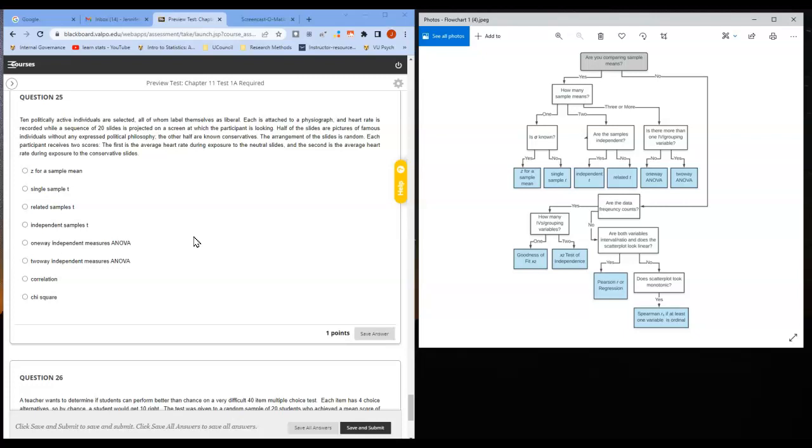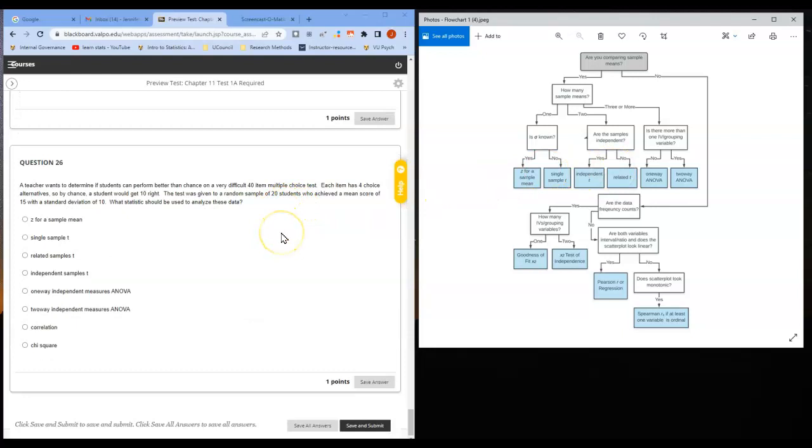Okay. So in this case, we have 2 separate means we're comparing, the neutral and the conservative slides. Everybody in this case did both, right? They saw the neutral slides and the conservative slides. So are we comparing sample means? Yes. We're comparing 2, neutral and conservative. And then we are looking at, are the samples independent of each other? And the answer is no, because the same people were measured twice. It's a related samples t-test.